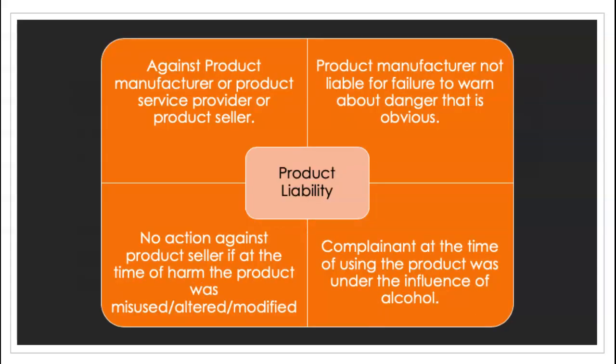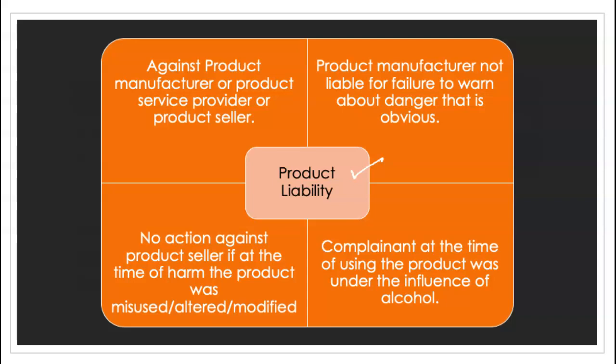Now your Act talks about product liability. That means product liability action एक complaint होती है which is filed by a person before district commission or state commission or national commission, as the case may be, for claiming compensation for harm caused to him. So now what are the various aspects of product liability?